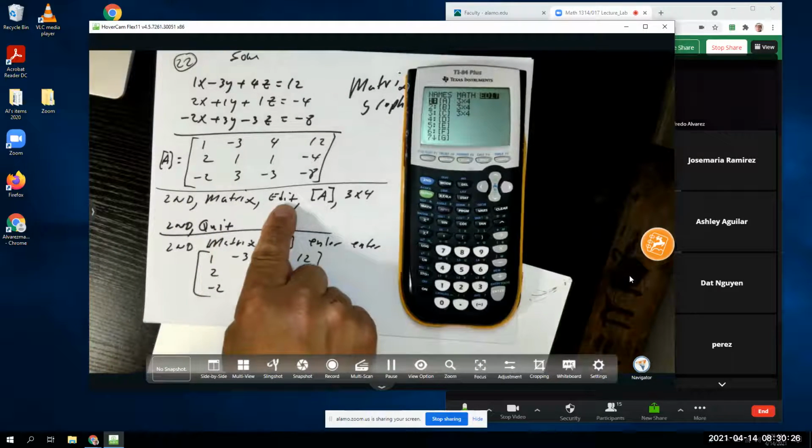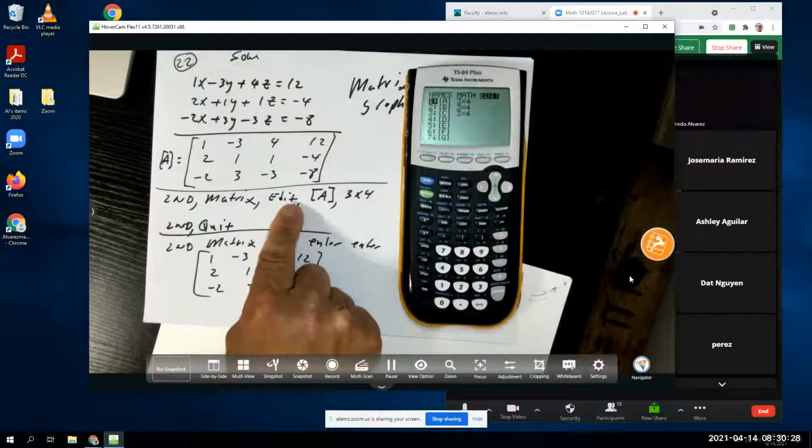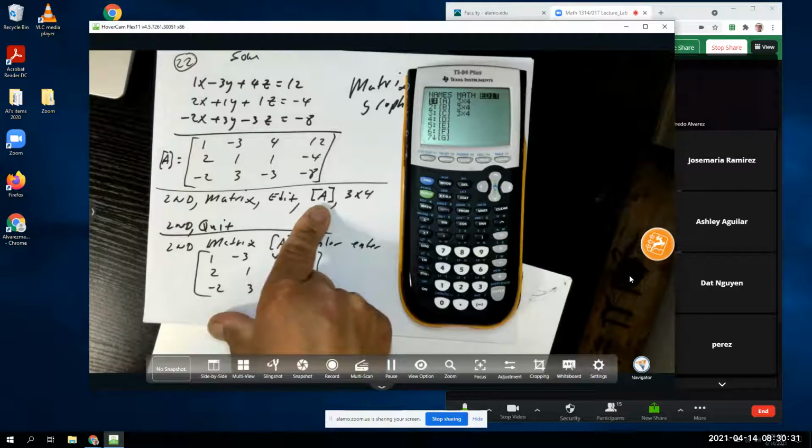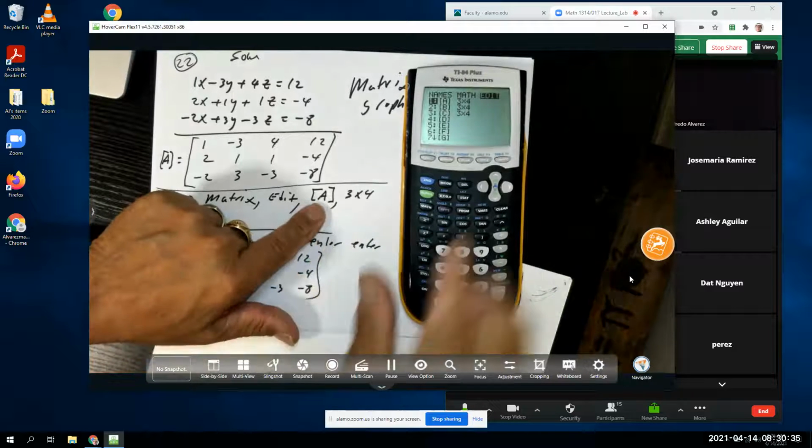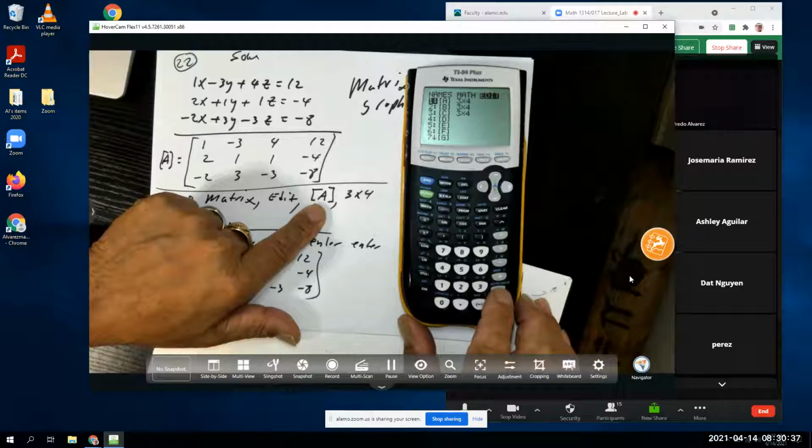Second matrix edit. And then I want to use A. Today we're just going to use the letter A all the time. So A is right there. It's already highlighted in front of me, so I just have to hit enter.